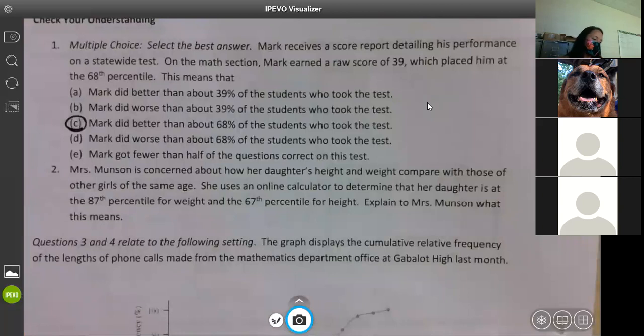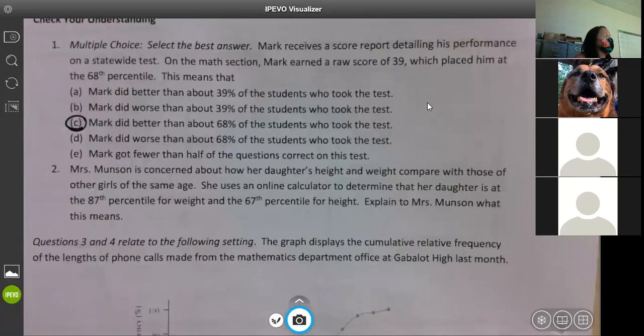All right, Miss Munson is concerned about how her daughter's height and weight compare with those of other girls of the same age. She uses an online calculator to determine that her daughter is at the 87th percentile for weight and the 67th percentile for height. Explain to Miss Munson what this means.